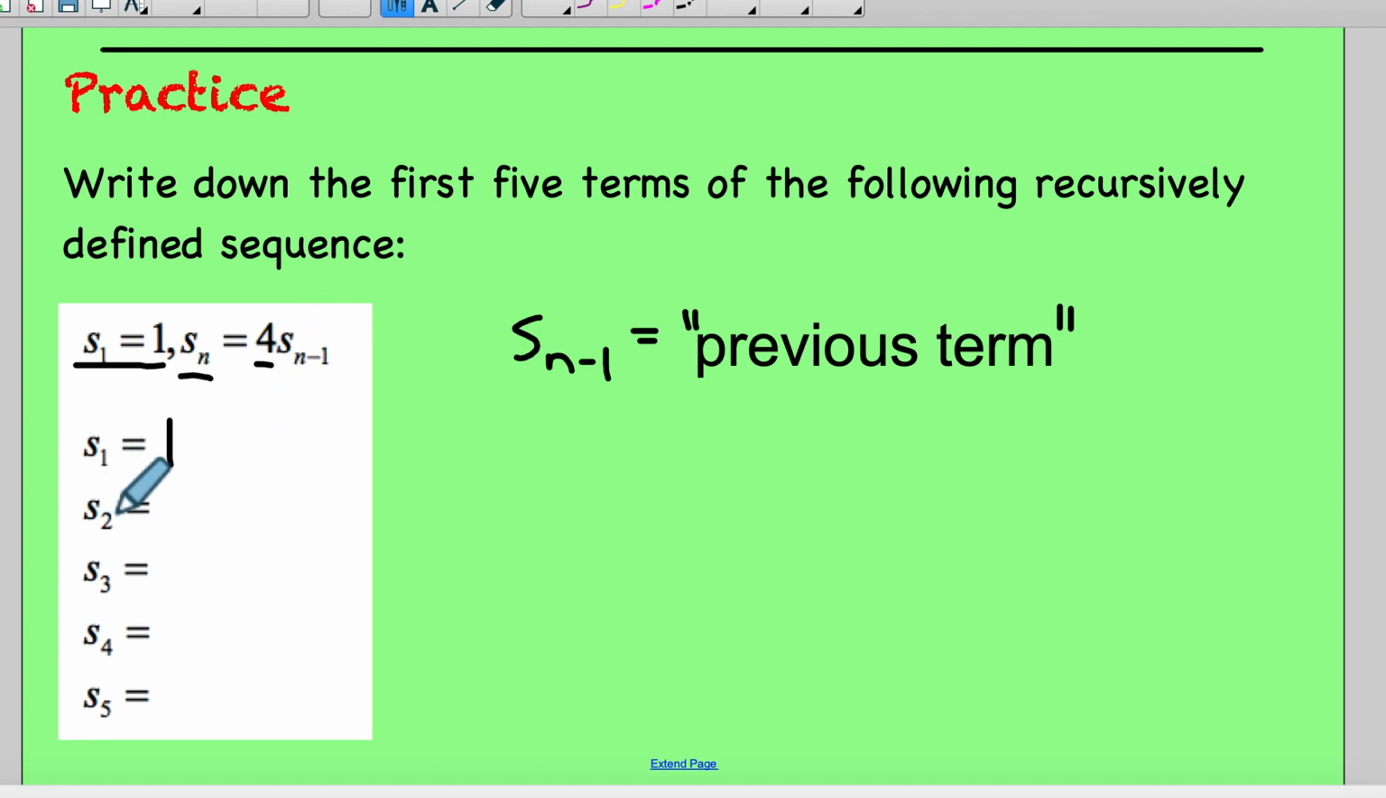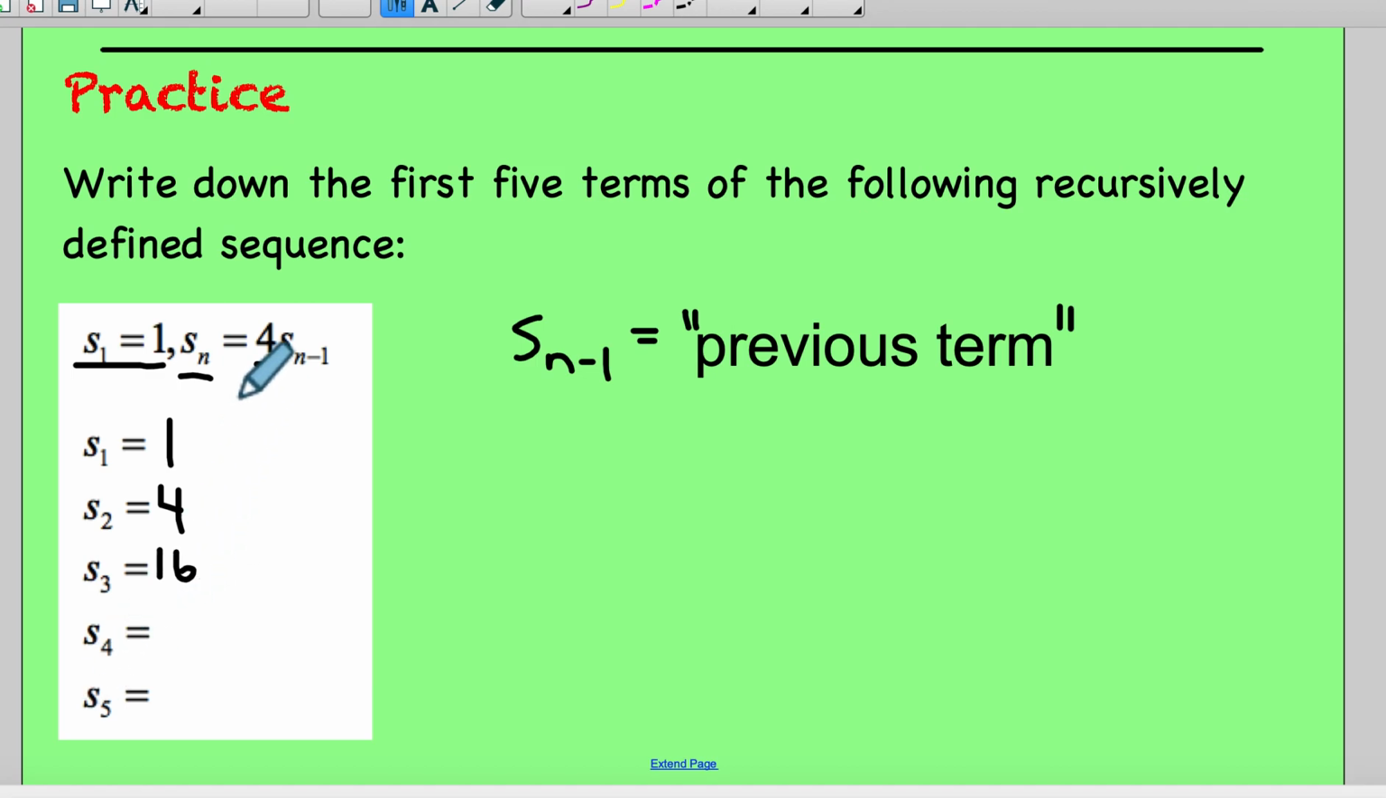So if I know that the first number is 1, I needed to know the first term. Otherwise, I would be totally screwed here, right? So I know that the first term is 1. So if I want to find the second term, it is simply 4 times the previous term. So if the previous term is 1, the second term is just going to be 4 times 1, which is 4, right? Then if I want to find the third term, again, it's 4 times the previous term, and the previous term is 4. So 4 times 4 is 16.